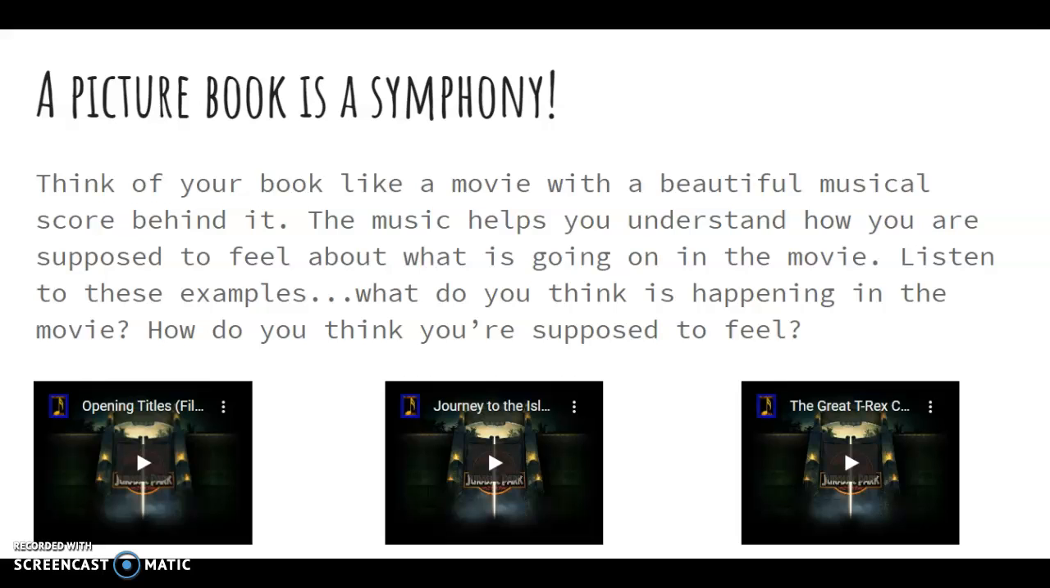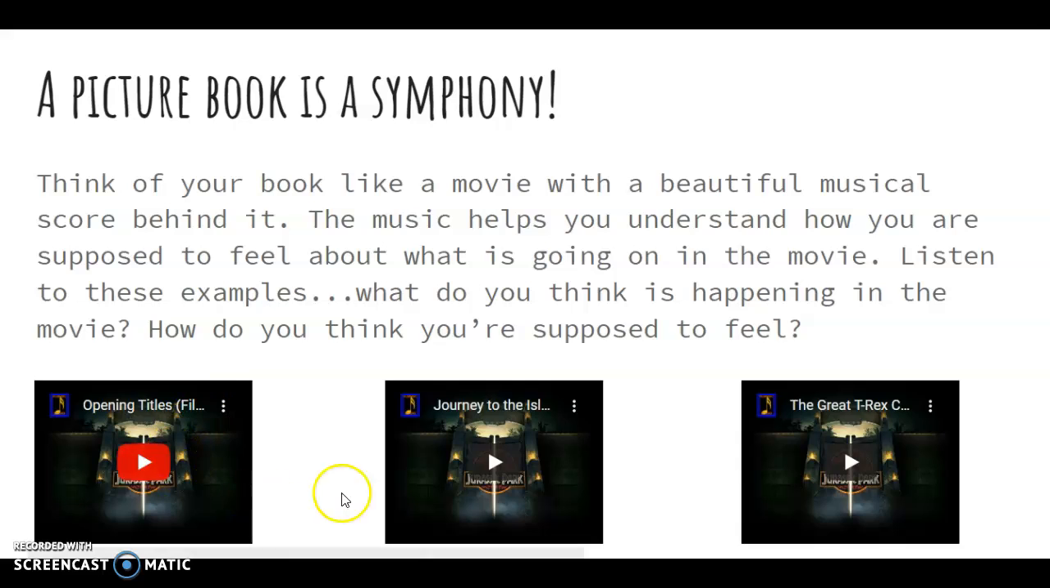A picture book is more than just pictures that match a story. A good picture book uses the pictures to help you feel the way you're supposed to feel. Think of your picture book like a movie with beautiful musical score behind it. The music helps you understand how you are supposed to feel about what is going on in the movie. Listen to these examples. What do you think is happening in the movie? How do you think you're supposed to feel?